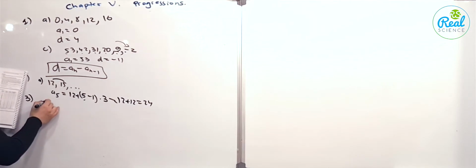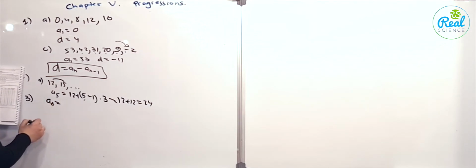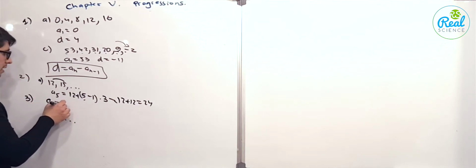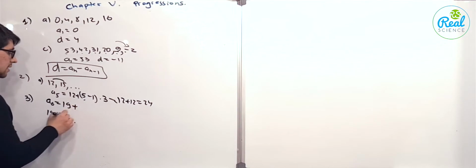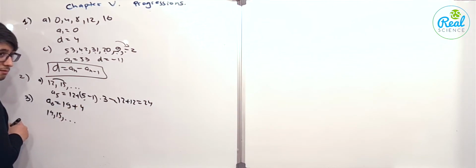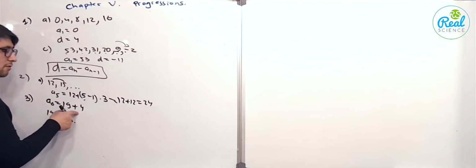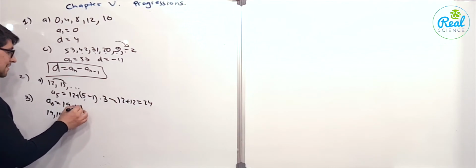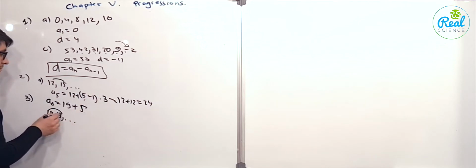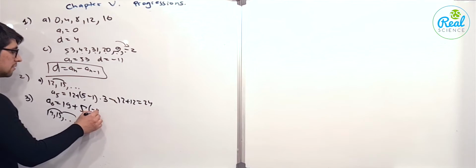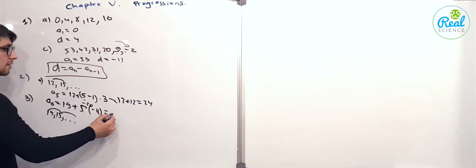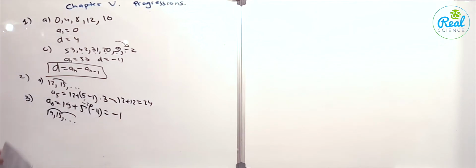Third one, write down the 6th term, A6, of 19, 15, etc. Let's use the formula again. Your A1 is 19, plus n minus 1. 6 minus 1 is 5, yes? So multiplied by, what's your difference? Minus 4. If you multiply, you get minus 20, and if you add 19, you will get minus 1.